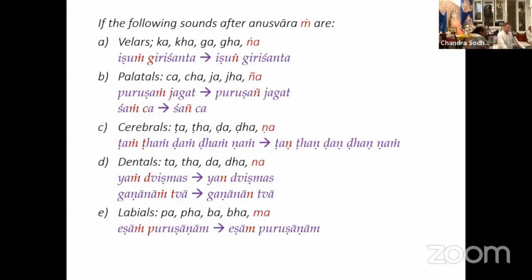We have this in the Navakshari mantra. Tan han dan hanam. So instead of saying tam pam bam bam, you see how we are struggling, right? But when we change it into the retroflex, then it is very smooth. Tan tan dan hanam, tan han dan hanam. Dentals are the same. Yam dvishvas, yan dvishvas. Gananantva, right? And labials are the easiest because we are just changing the anusvara into the bilabial m.